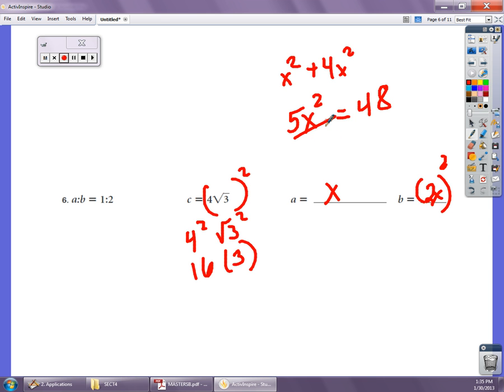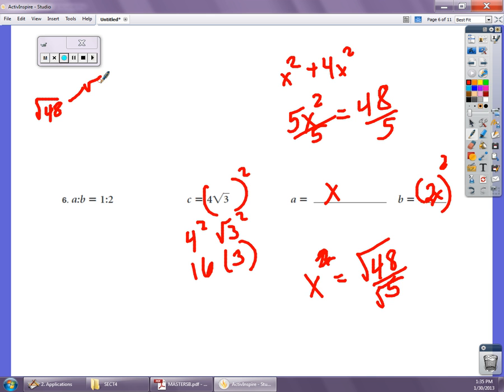Divide by 5 on both sides. X squared equals 48 over 5. And if I now square root both sides, you end up with the square root of 48 over the square root of 5. Now, first of all, 48, you could do this a bunch of different ways. I'm going to simplify root 48 because I know it's root 16 times root 3. So another name for root 48 is 4 root 3.